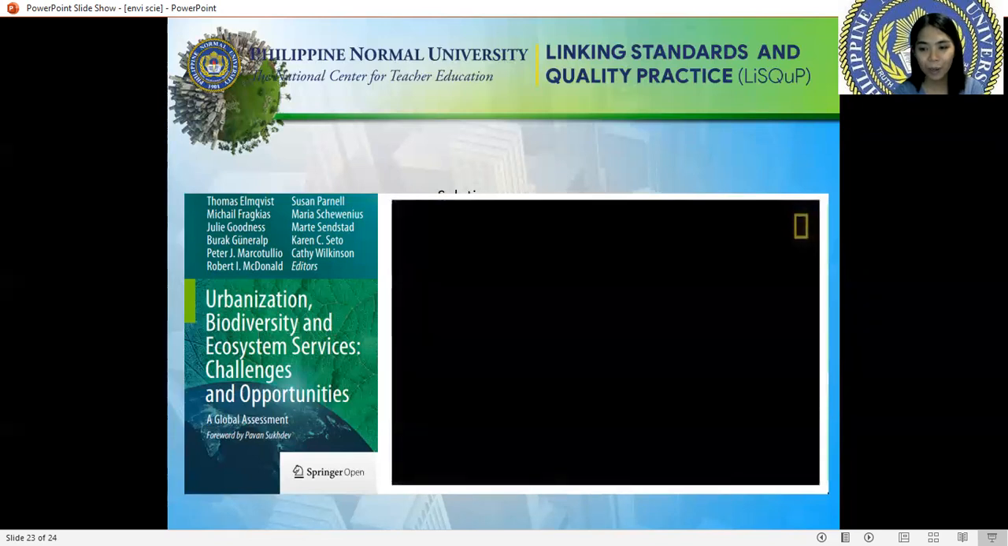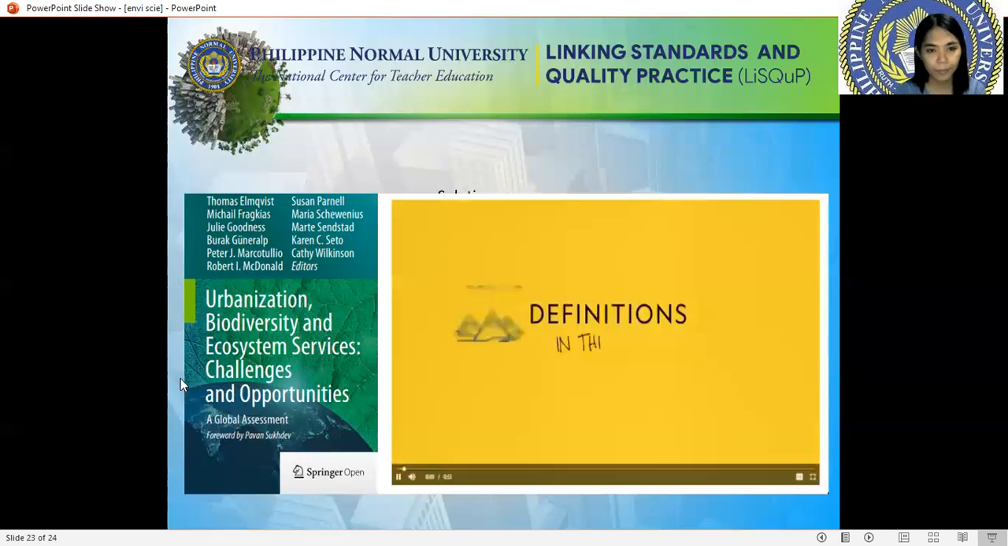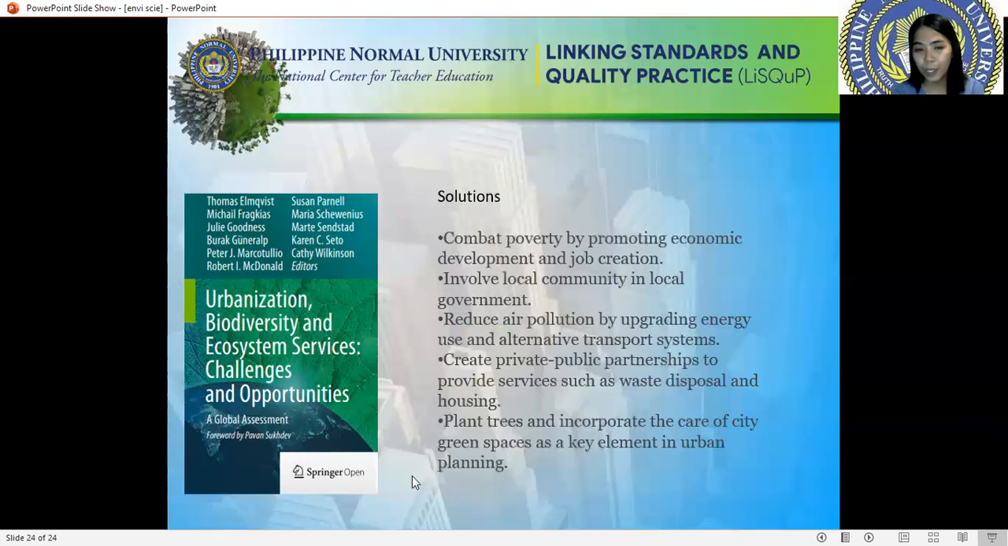So that is the dream of that environmentalist for his country, to maintain the sustainability of China. Okay, so here I got some solutions in urbanization. In the book, it is cited that we need to combat poverty by promoting economic development and job creation. So we need to disperse some of the people here in urban areas to rural areas.